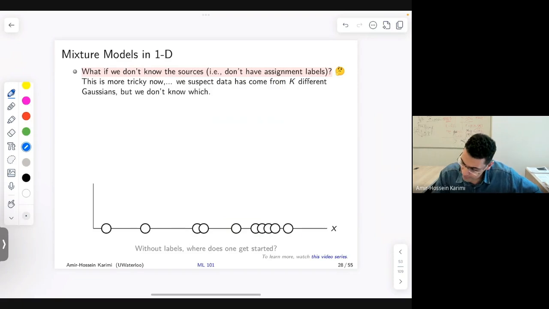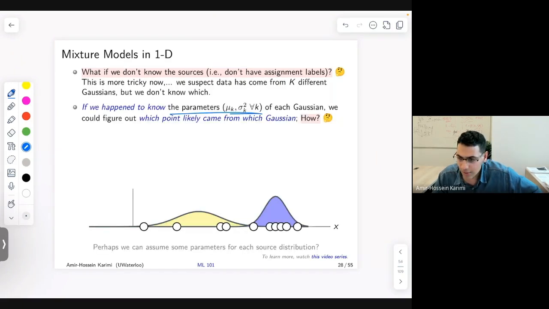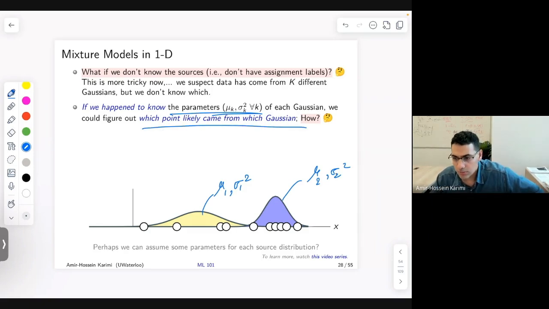Now, the complement of this is to say, if we happen to know the parameters of these two Gaussians, so I know this is mu1 and sigma 1 squared, and I know this is mu2 and sigma 2 squared, then we could infer which points likely came from which Gaussian, right? Like this point in the far left is most likely a yellow point, and this point on the far right is most likely a blue point. But then these points here are probably a mix of both somehow.